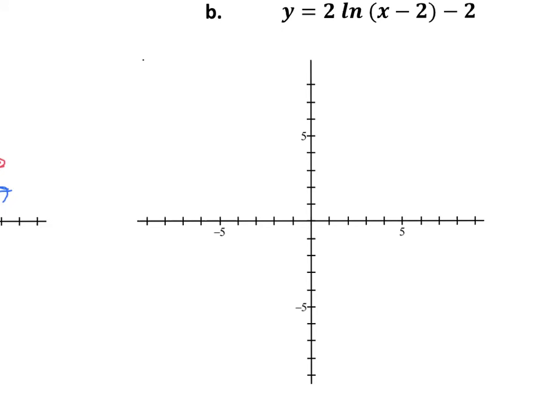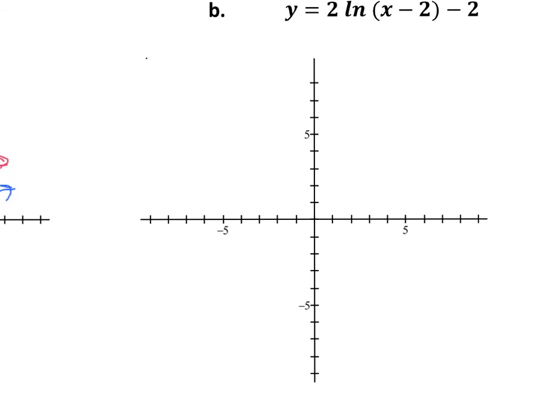All right, so what's this 2 gonna do? The 2 out front. That's gonna stretch it, right? Good. And then what's this minus 2 here gonna do? Shift it to the right. Good, exactly, to the right. And what's this minus 2 gonna do? Shift it down.